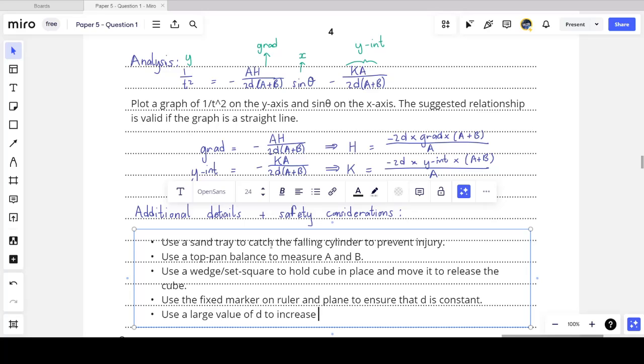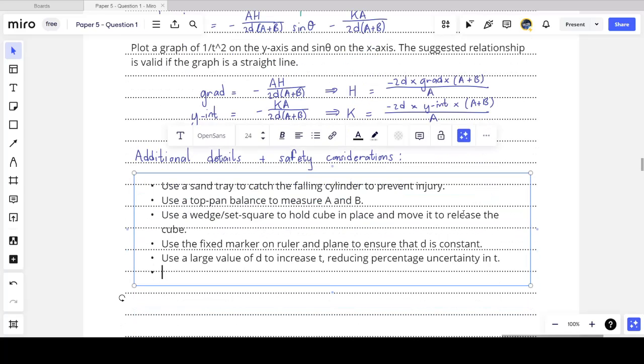So you use a large value of d to increase t, and what this does is this reduces the percentage uncertainty in the value of t. Absolute uncertainty might remain, but the percentage uncertainty will not. And something I wrote in the table that I didn't mention explicitly, also good to mention explicitly, is to take multiple readings of t, but for the same value of theta. And then take the average.